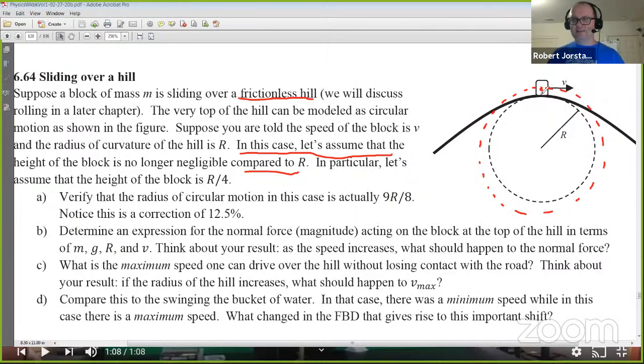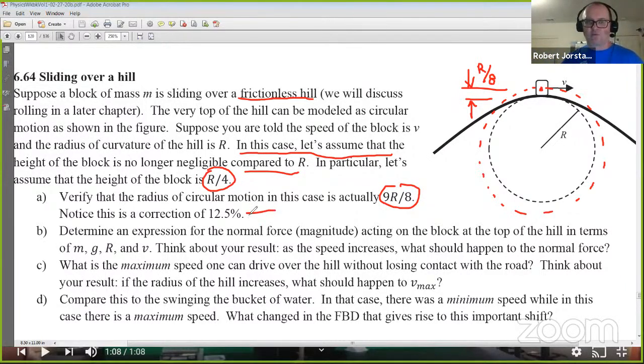So the idea here is the block itself is not moving in circular motion with radius r. It's actually, well, if the height of this particular block is r over 4, this distance must be r over 8. Give me a second. So that distance is r over 8. And hopefully you agree if you add 1/8 to 8/8, you get 9/8. So we could see in this case, if we ignored the size of this particular block, we'd be off. 1/8 is 0.125. We'd be off by 12.5%. So the radius actually needs to be at the center of mass for circular motion.